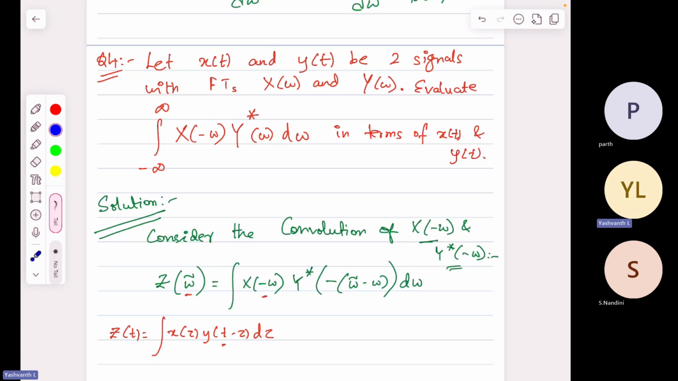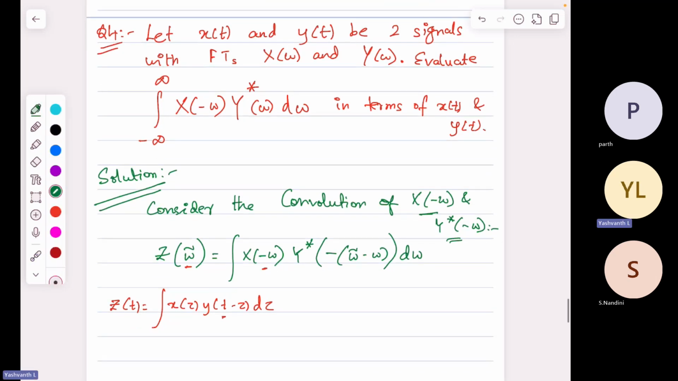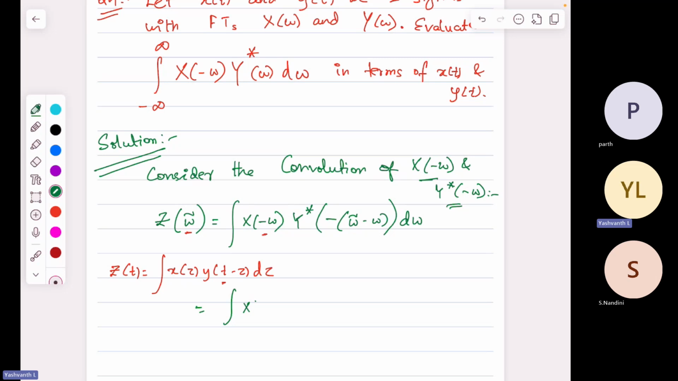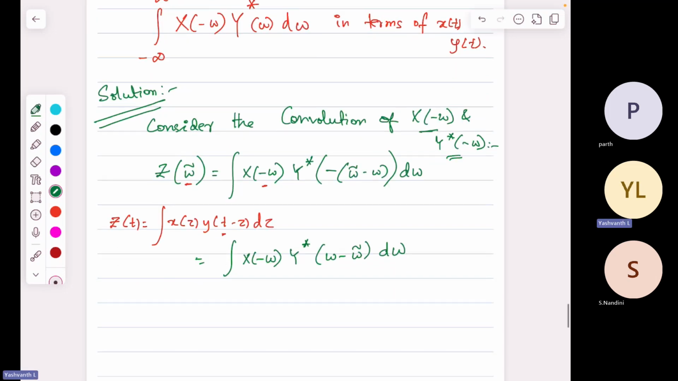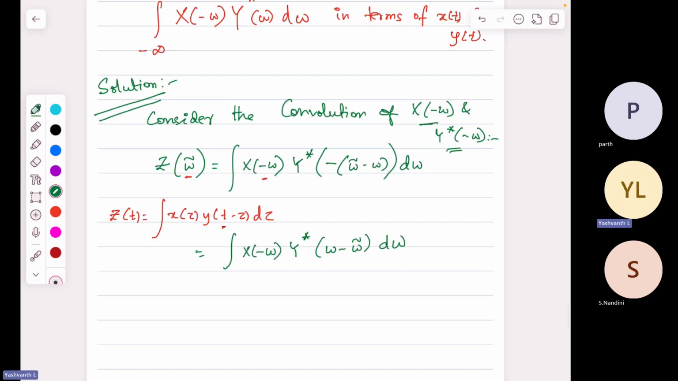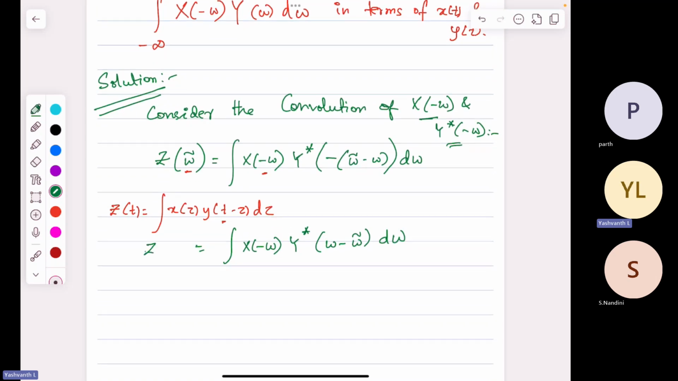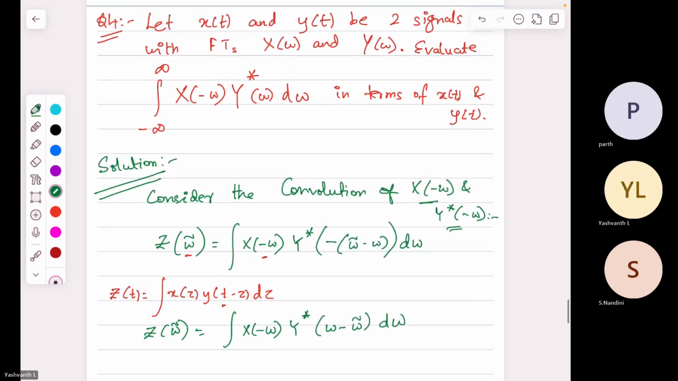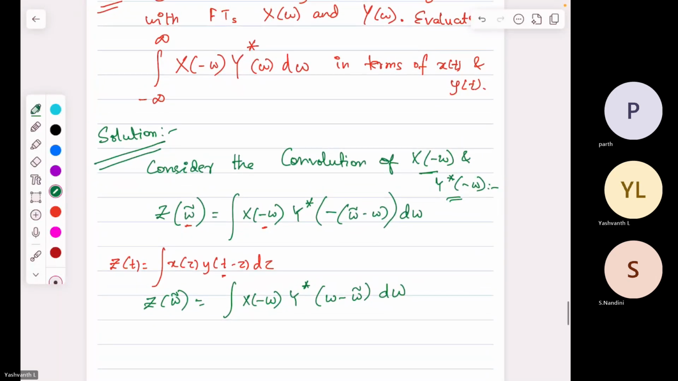If you have doubts, you ask me. Let's go forward. That is nothing but the integral of X of minus omega into Y conjugate of omega minus omega tilde, because minus of omega tilde minus omega is omega minus omega tilde. Fine. So this is nothing but Z of omega tilde. Is there a question? I think there's no question.